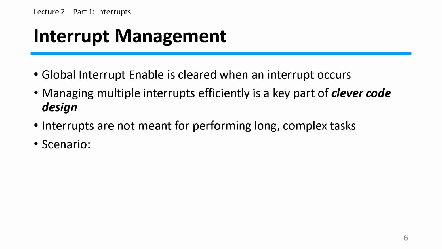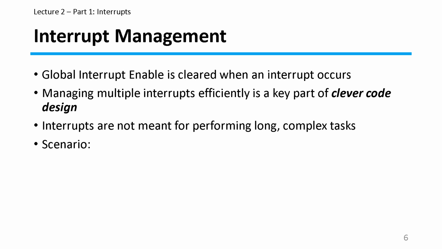A big part of using interrupts or multiple interrupts in your microcontroller is managing the interrupts. When an interrupt occurs, your global interrupt enable bit, or GIE, is cleared. This means that any other interrupts that occur whilst you are managing the first interrupt will not trigger until the GIE bit is reset. Now this is where clever code design comes into play. You're trying to avoid these race conditions where you have multiple interrupts occurring while you are handling a single interrupt.